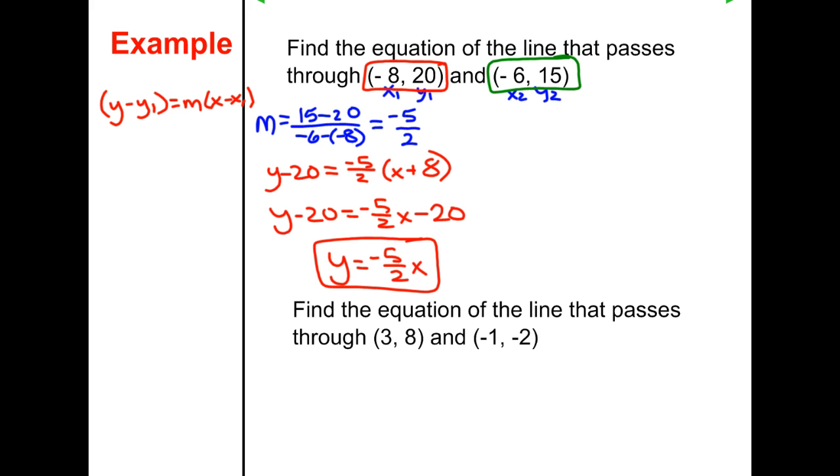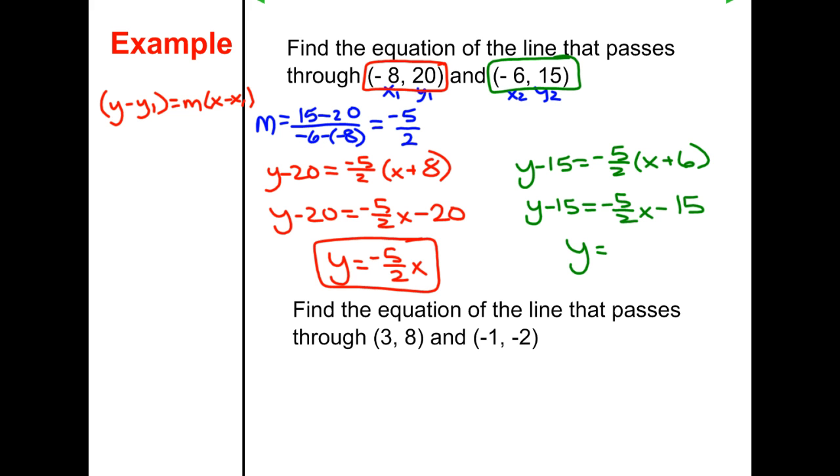Now quickly, I'm going to show you that same thing with the green point here, negative 6, 15. So y minus 15 equals negative 5 halves times x plus 6, because it's minus negative 6. Now we end up with y minus 15 equals negative 5 halves x. 6 times, and it's going to be positive times a negative. 6 times 5 is 30. Half of 30 is 15. You guys can probably already see it. We're going to add 15 to both sides, so we get y equals negative 5 halves x.